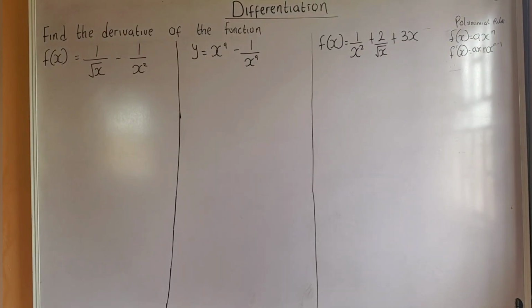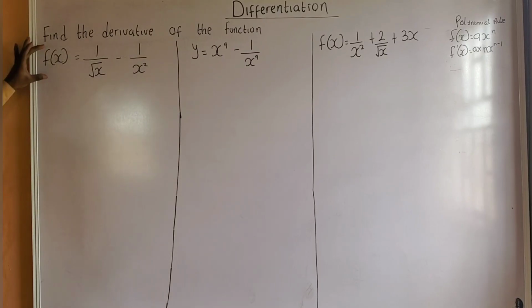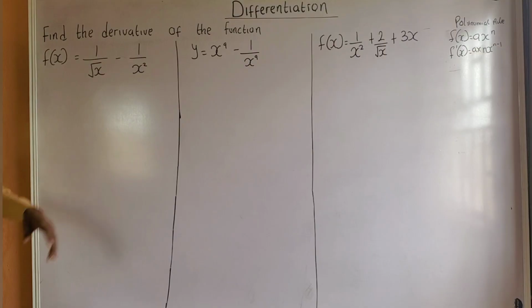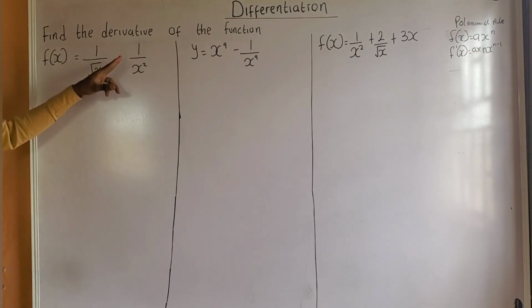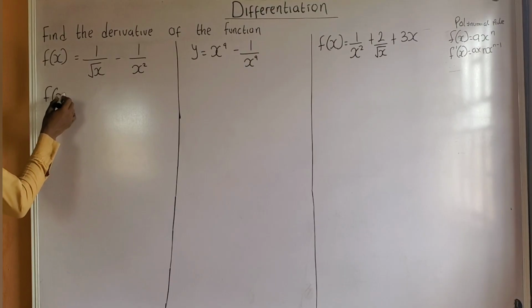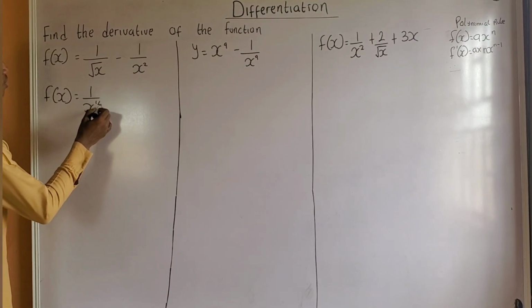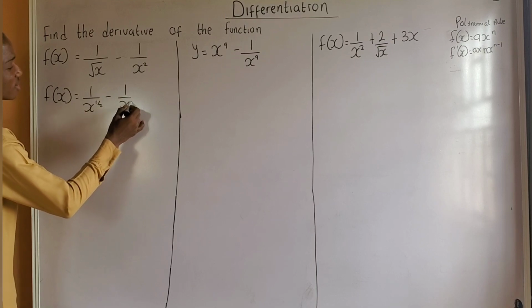Okay, let's consider the question that we have on the board. We are asked to find the derivative of the function f of x equals 1 over root x minus 1 over x squared. Okay, to solve this question, let us rewrite f of x as 1 over x raised to the power 1 over 2 minus 1 over x squared.